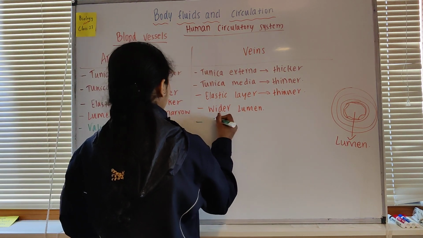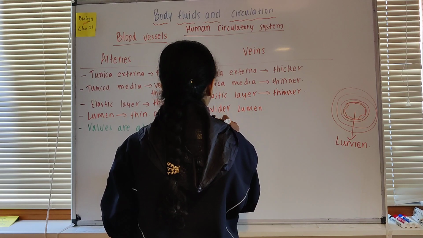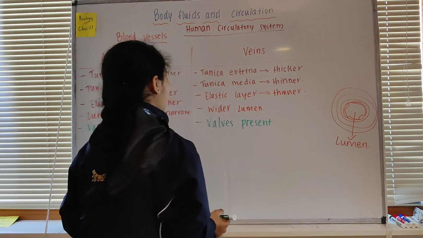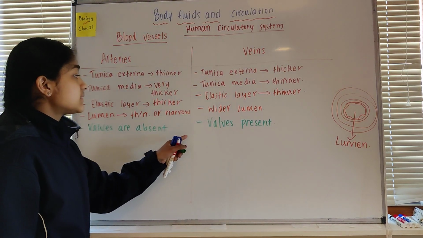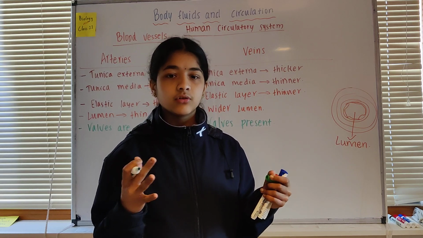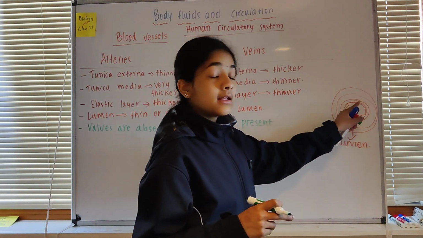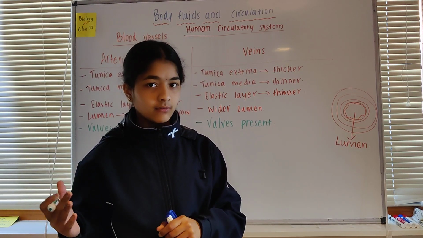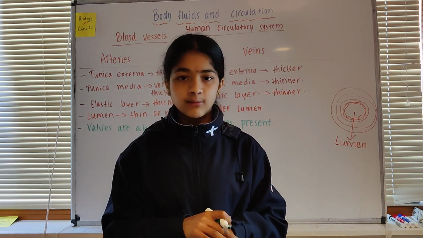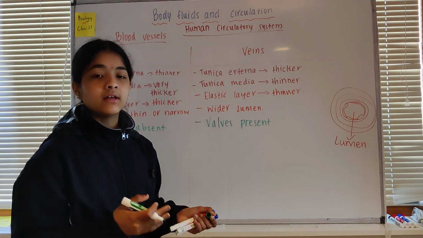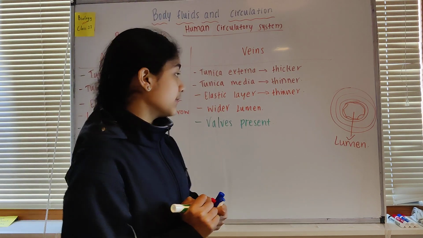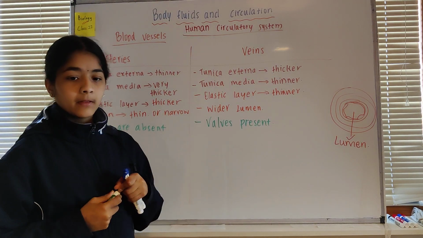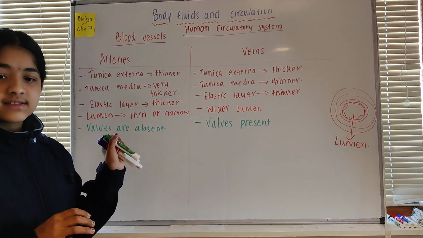But in veins, valves are needed. So there are valves present. Valves are present in veins because there is a very wide lumen. If there is a wide lumen, the hole is much bigger, and there is a chance that the blood can flow backwards. The blood should not flow backwards, so that is the function of valves. Valves prevent the backflow of the blood. In veins, these valves are present to prevent the backflow. So this is the histology.